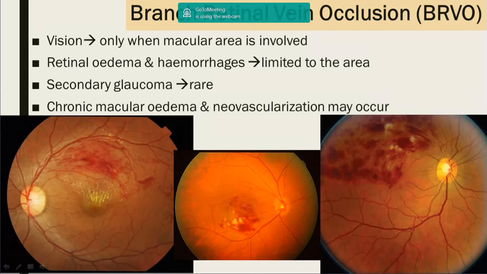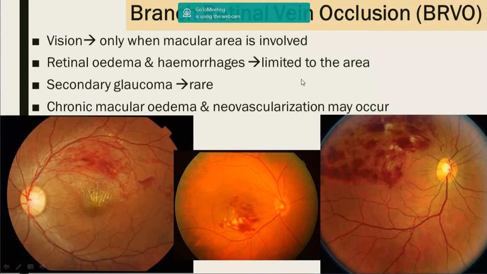So don't assume that if it is involving a bigger area, the vision is probably bad, and if it's involving a smaller area, the vision is probably good. It's not like that. It's dependent on whether the macular area is involved or not. So that is what you need to remember and emphasize upon. And this will help you in managing the patient, because what they are concerned about is the vision that they have rather than what is present in the retinal fundus image.